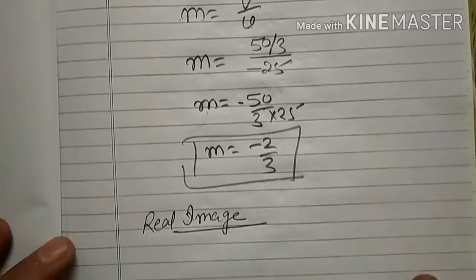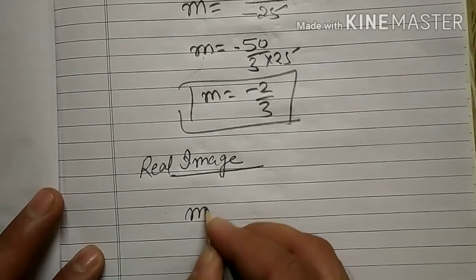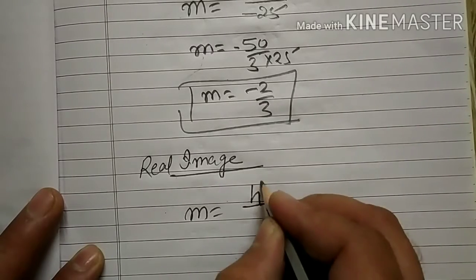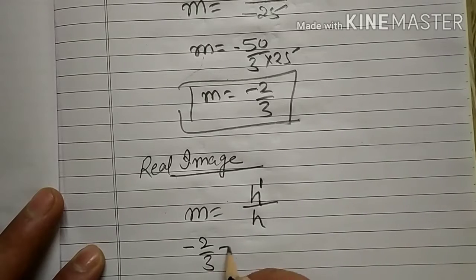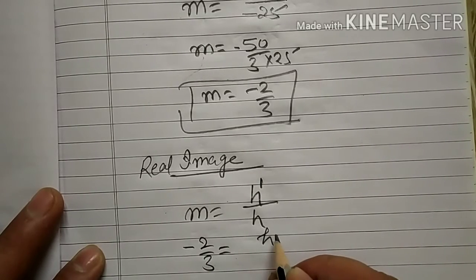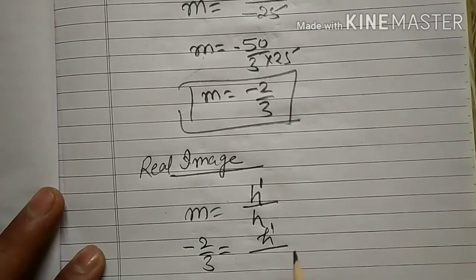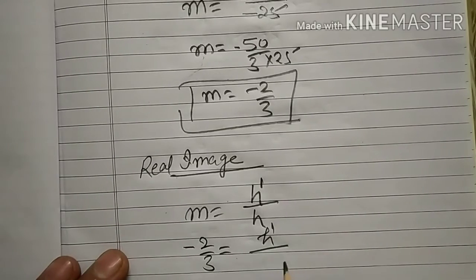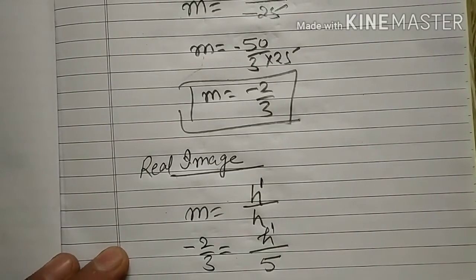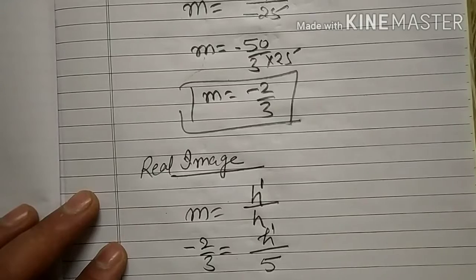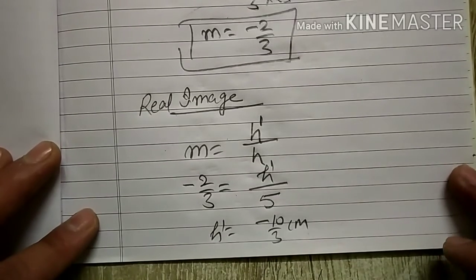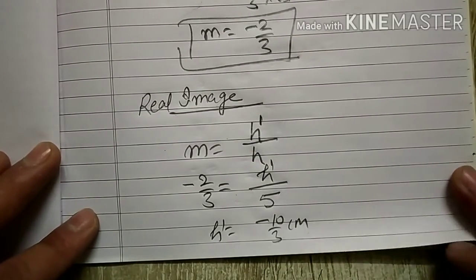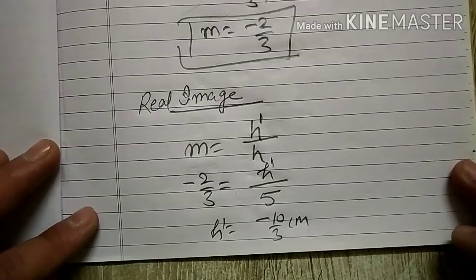Okay. Now size. Again we will apply m equals height of image upon height of object. So magnification is coming minus 2 by 3 equals the height of image we want to know, and the height of object is given in the question as 5. So what will come? h dash is equal to minus 10 by 3 centimeter. Okay, so it's the size of the image. I hope you are understanding everything nicely.